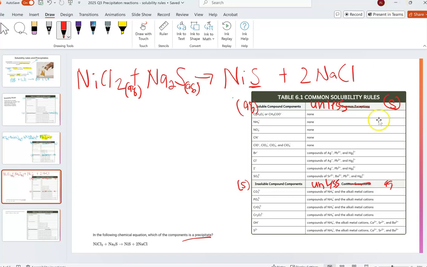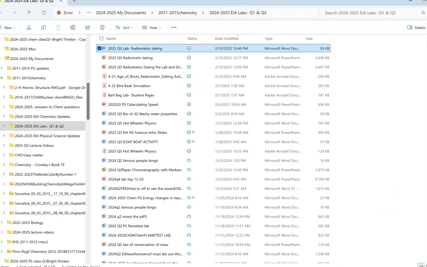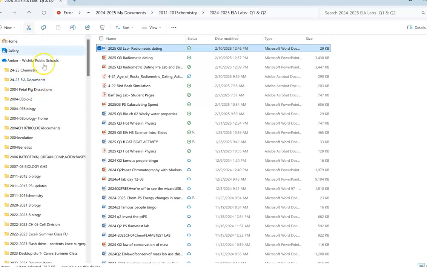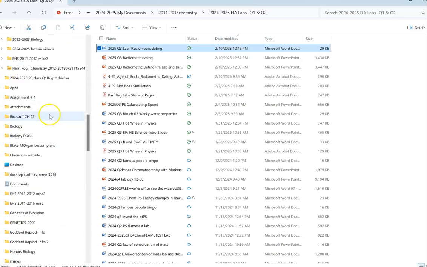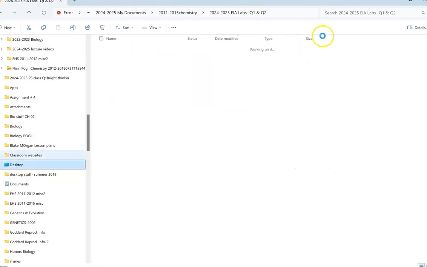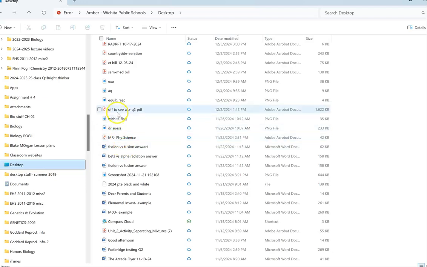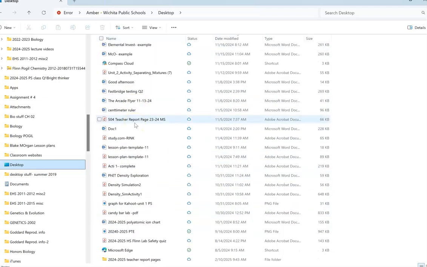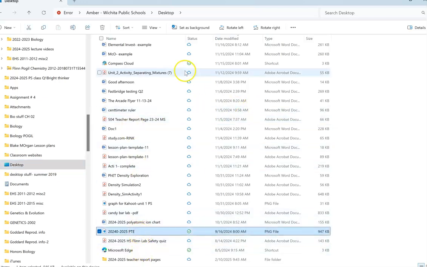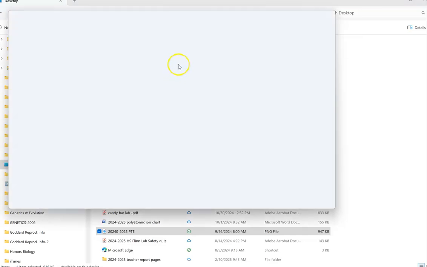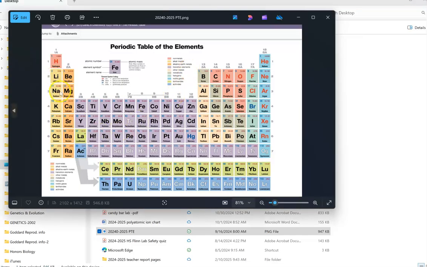what am I missing here? Let me see if I can go find my periodic table here real quick. Desktop, find my periodic table. I'm running out of time. Here we go. Okay. My periodic: lithium, sodium, potassium, rubidium, cesium, and francium.